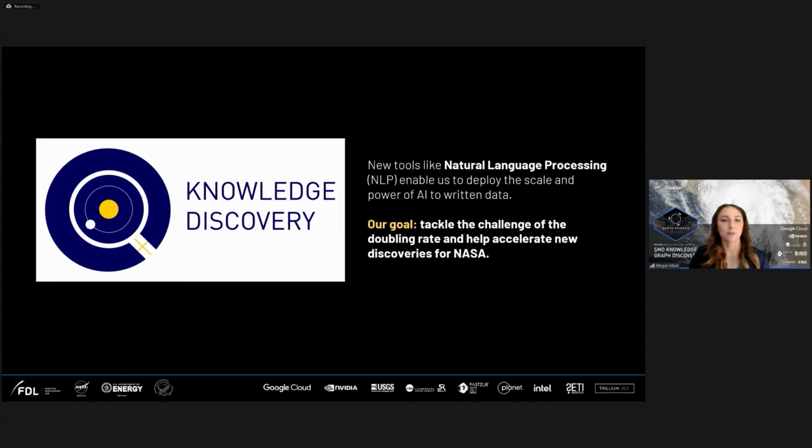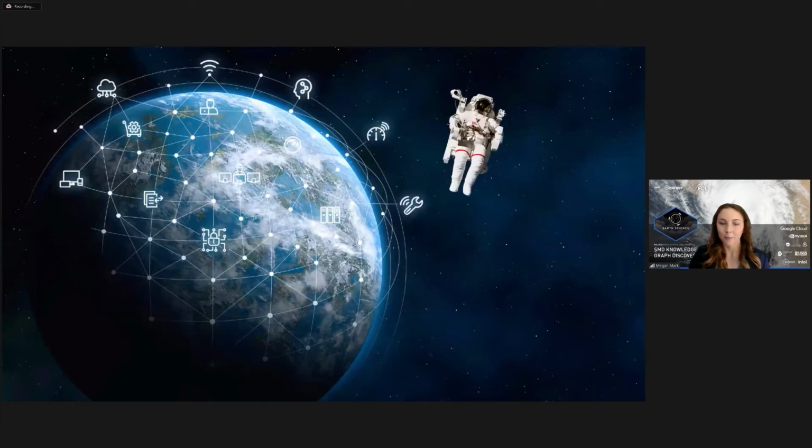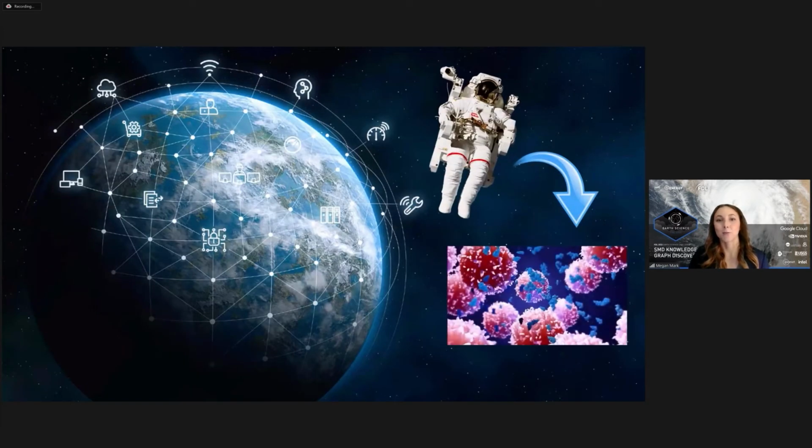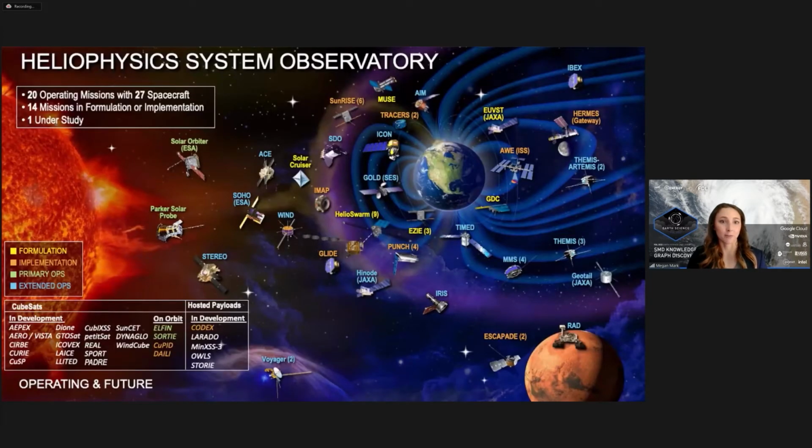We can use machine learning tools like natural language processing to tackle this challenge and to help accelerate new discoveries for NASA. For example, what if there was a cancer researcher who wanted to better understand how solar radiation affected astronauts for when we go back to the moon and Mars? Well, that cancer researcher might start with solar radiation, but as you can see here, there is a lot of data and they might not know where to even start.